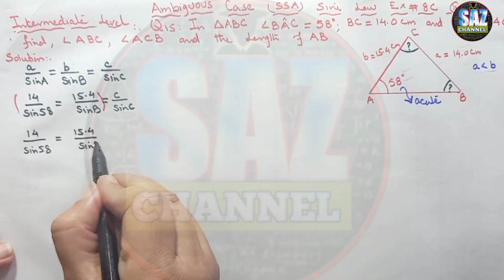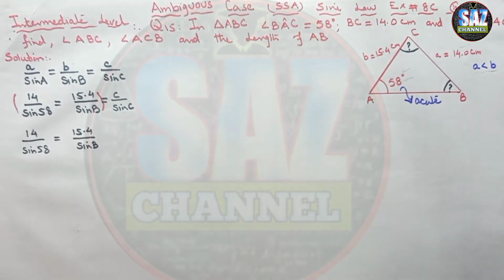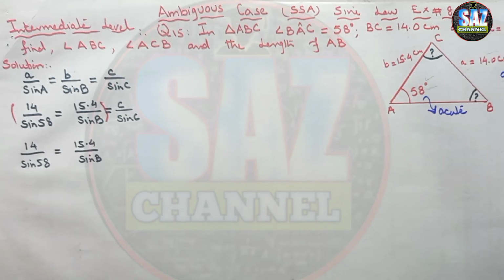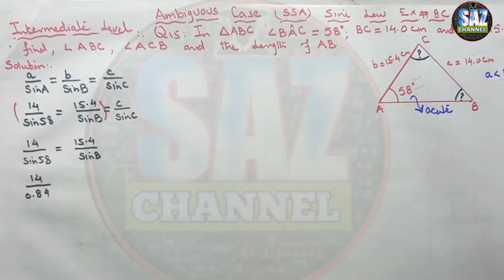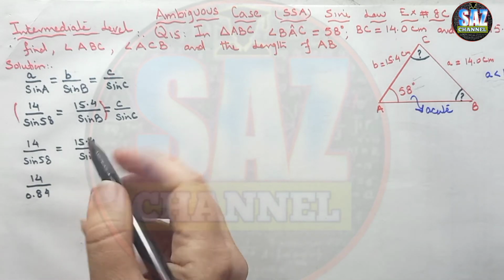Now what we have to do is check the value of sine 58 degrees with the calculator, and please be careful, the display of the calculator must be in degrees. Now sine 58 degrees is 0.8480, sine 58 is 0.84804.